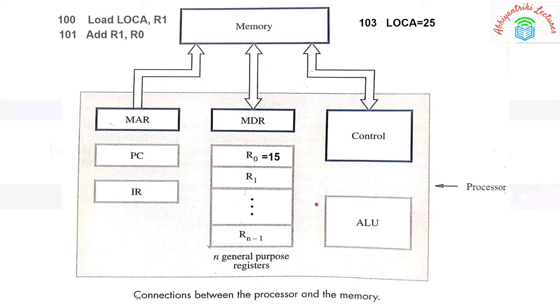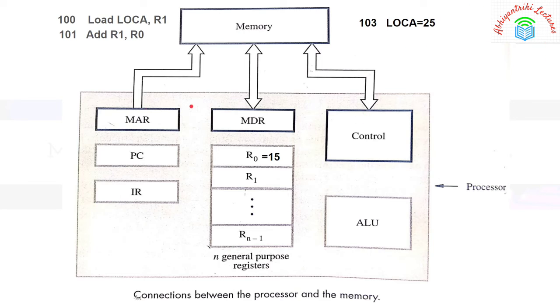So what are the operands now? R0, which is 15, is given as one input to the ALU, but one more input is stored in the memory. So far only instructions have been fetched by the processor, but now the processor has to fetch the data 25 from the memory.